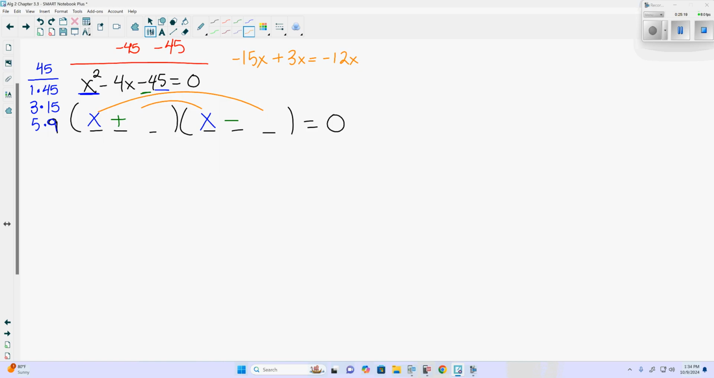What can we try next? 5 and 9. Which one do we want to put first? 9? 5. And we can check this here. X times negative 5 is negative 5x. 9 times x is positive 9x. And negative 5x plus 9x is positive 4x. Is that the middle term we want? It is the correct number, yes? So if it's the correct number but wrong sign, we need to switch the signs.